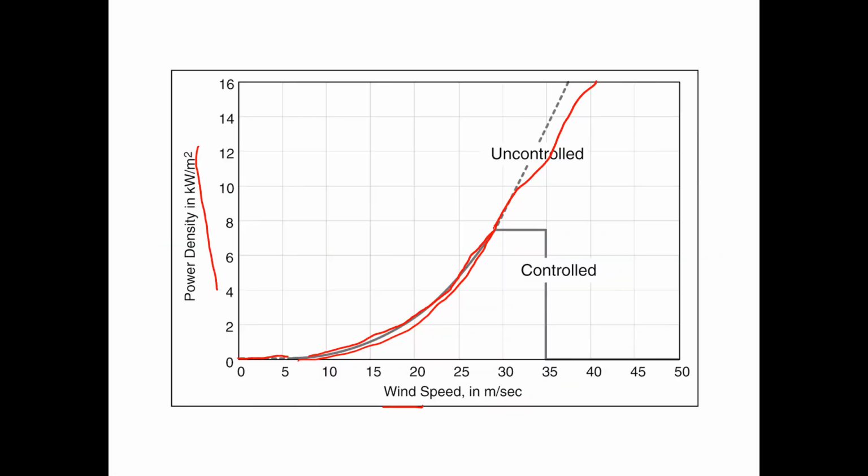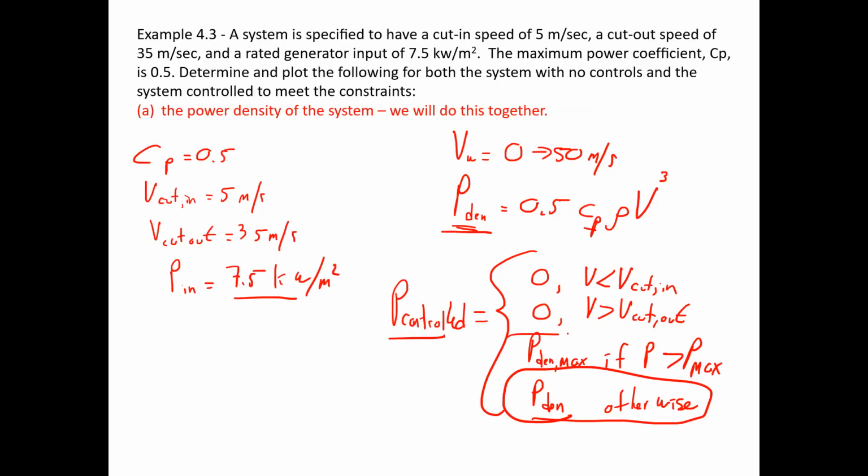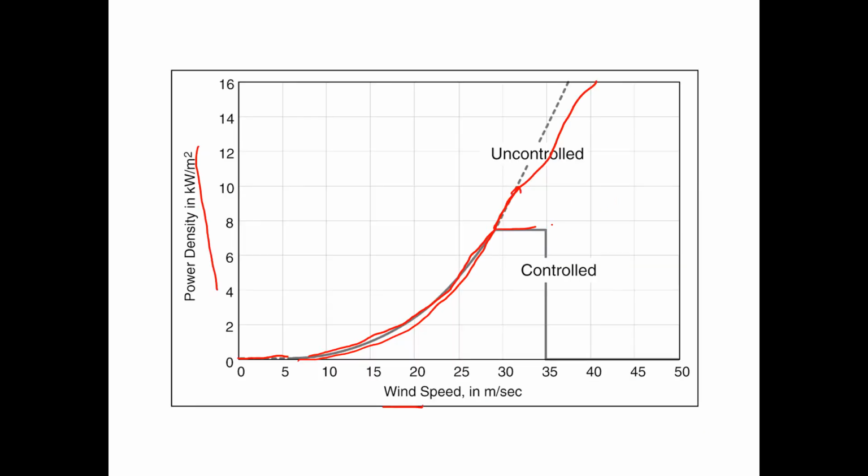Then what's happening is that now the power coming in is greater than the maximum power rated for the generator. So now I have constant power extracted. Again, that would be this regime. And then when the velocity gets greater than 35 meters per second, I completely cut out and my power is 0.